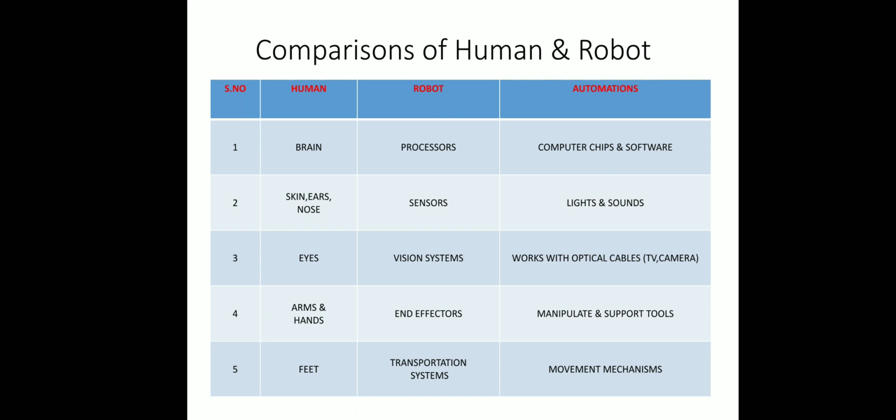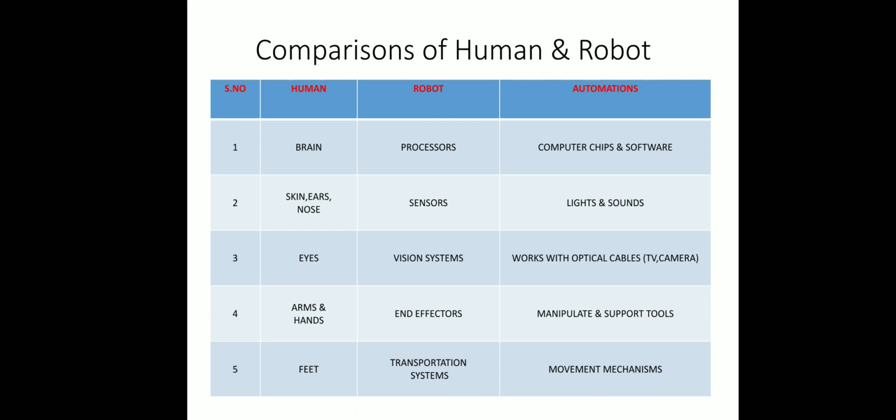Human beings have skin, ears and a nose for sensing: temperature sensing, hearing noises, and smelling smoke and the like. The same function is done by sensors in robots, for light, sound and temperature. To view objects we use our eyes, but robots have vision systems. Using a machine vision system, the robot can view and identify objects.